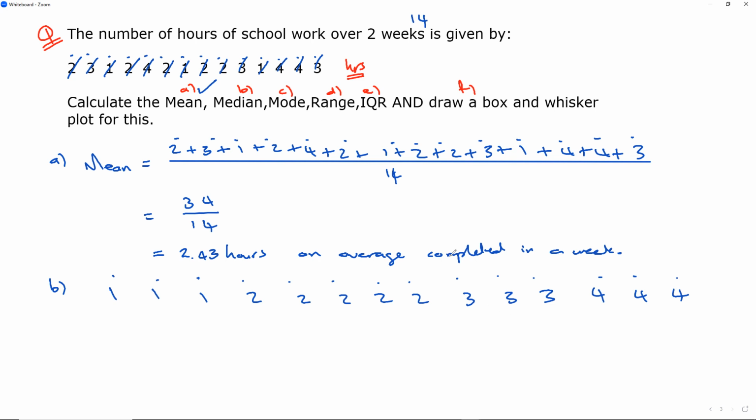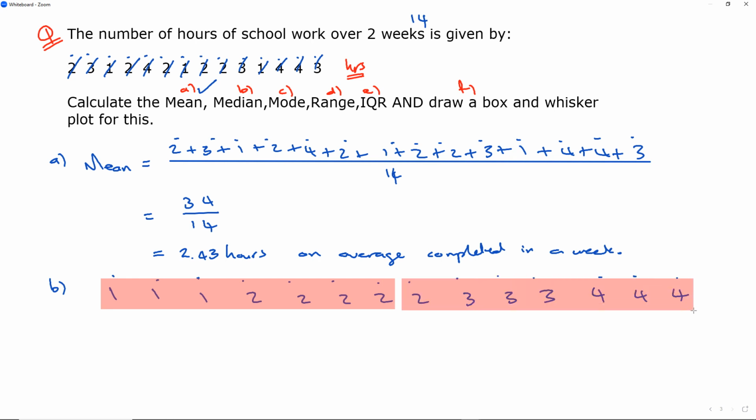Now we can get the median. The median is your middle value. For 14 values, I need to take out 7 on either side. So there's 7 on this side and 7 on this side. I can see quite clearly that the middle value, which is my median, is 2 plus 2 divided by 2, which is 2. So the median is simply 2.